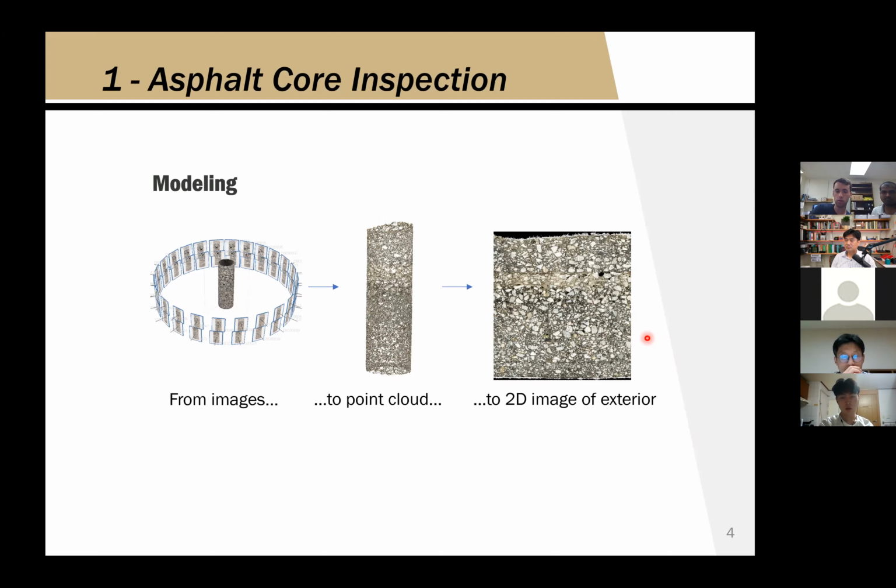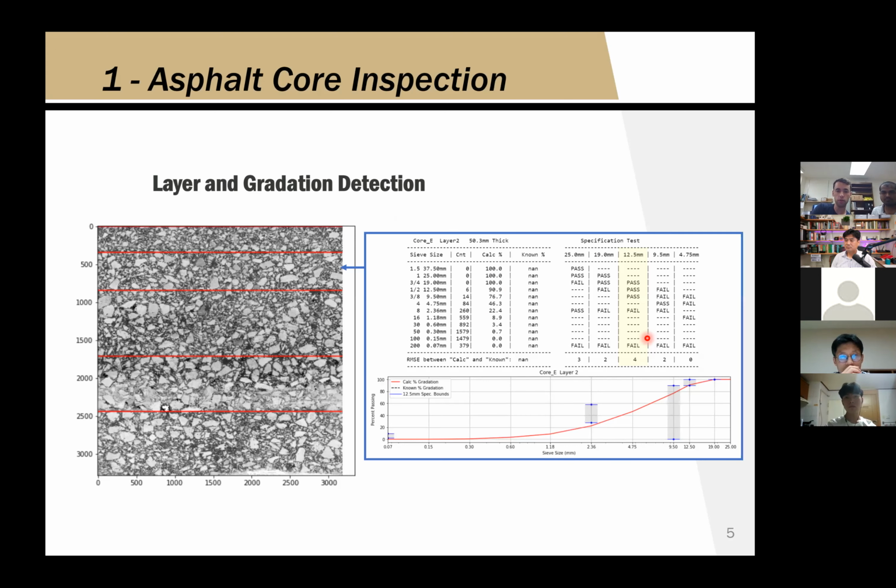And from that image, which shows all of the aggregates and the layers of the core, we want to detect some features about it. Our research developed a way to automatically identify these layers. I have an image here with the red lines representing the different layers that were detected in the asphalt core. And then we also wanted to know the size and distribution of the aggregate within the core. So we have a graph here. This is an output from our program. The red line shows the amount of each size of aggregate in the core.